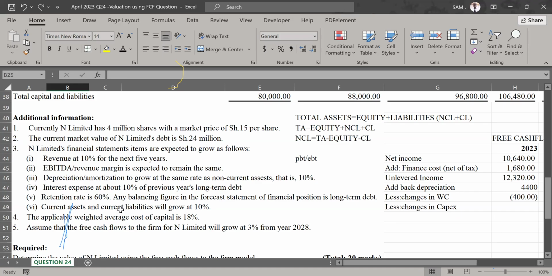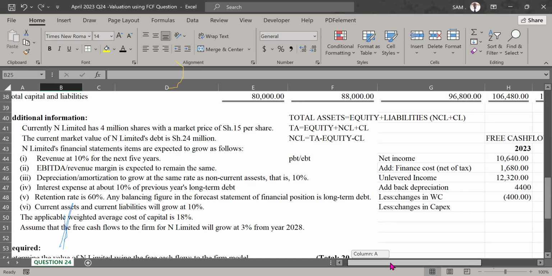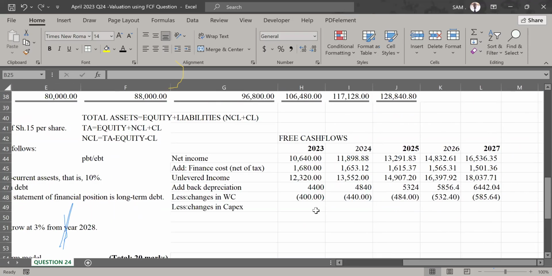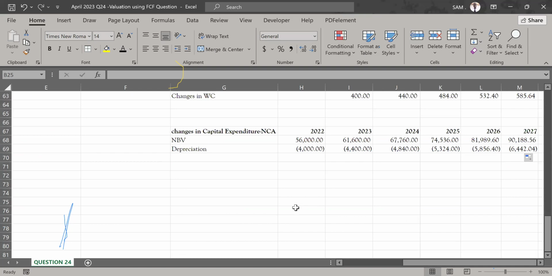Now, I want you to look at it this way. I agree that the statement of financial position has all the figures at net book value. And I've also written here net book value. Are we all seeing that?